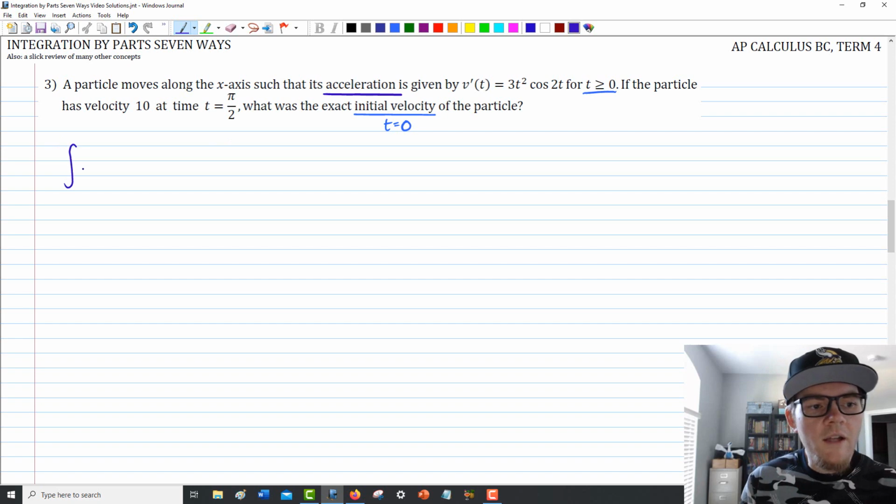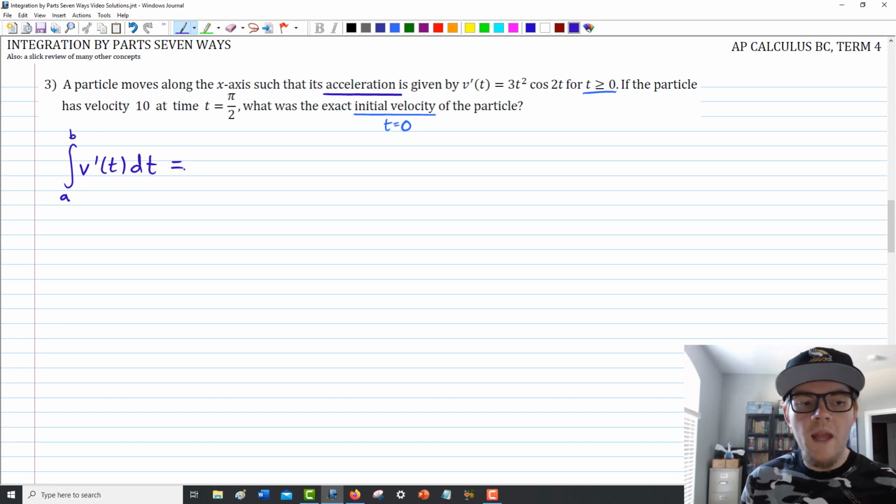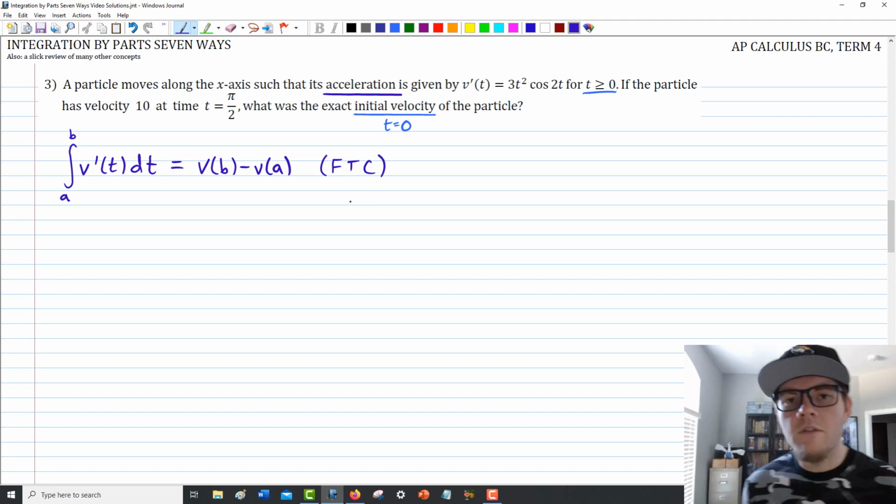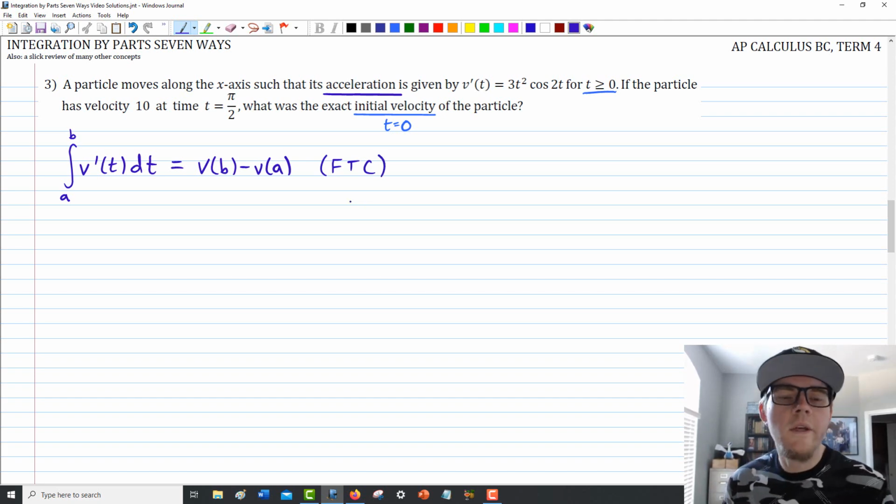So here's kind of my thought. Here's what I'm thinking will outline this problem for us. The integral of v prime of t dt, evaluated from a to b, is going to be equal to v of b minus v of a. So in a sense, what we're using in this problem is the fundamental theorem of calculus.